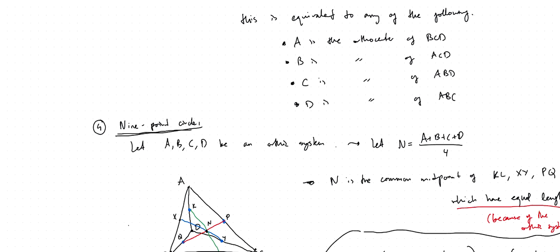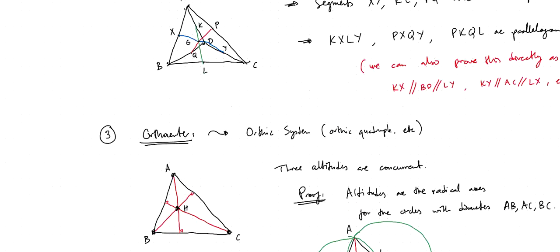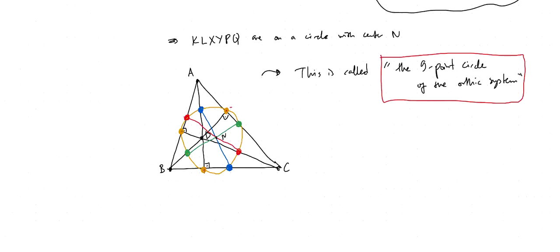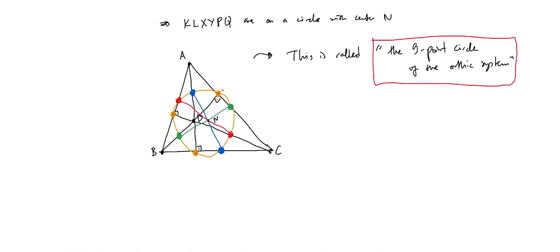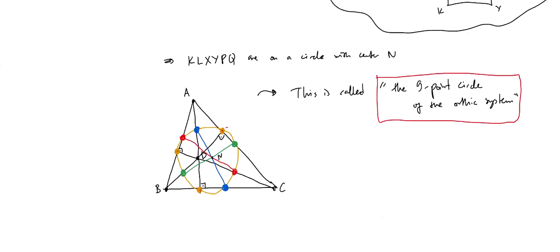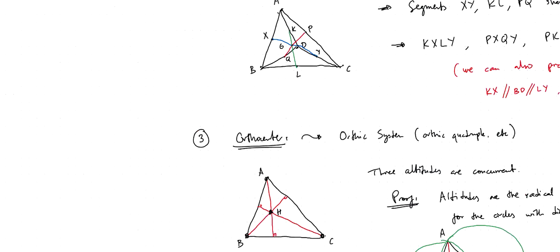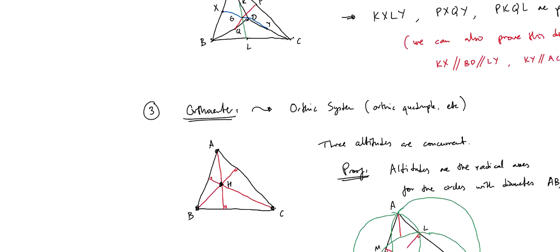Okay, after learning about the orthocenter, we learned about the 9-point circle. The good thing is, if they talk about the 9-point circle of a triangle, don't forget it's just the 9-point circle of the orthic system. In fact, the 9-point circle of ABC and HBC, HAC, and HAB are the same circle. So for all these 4 triangles, it's the same orthic system, so it's the same 9-point circle.